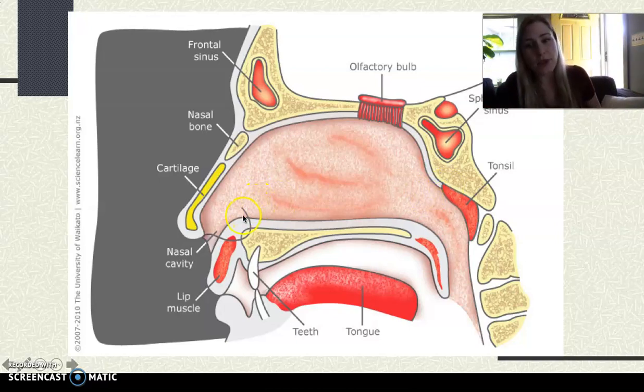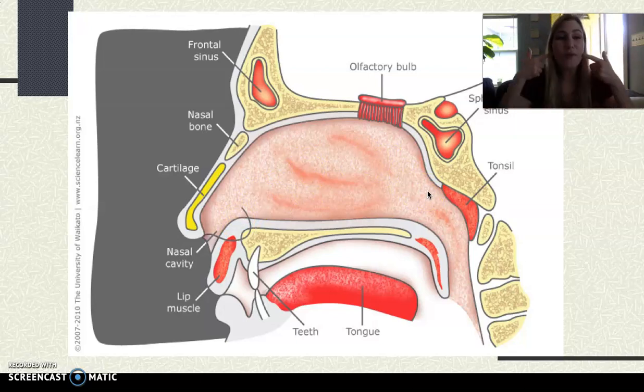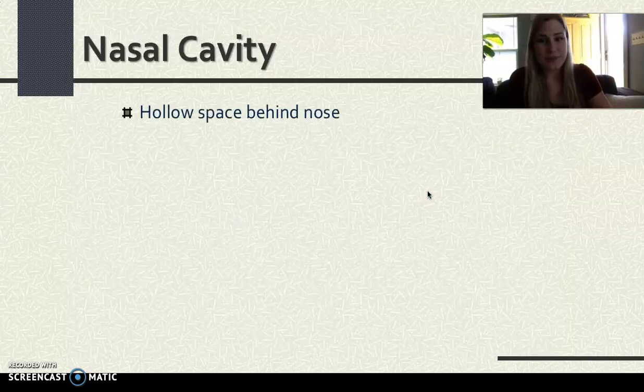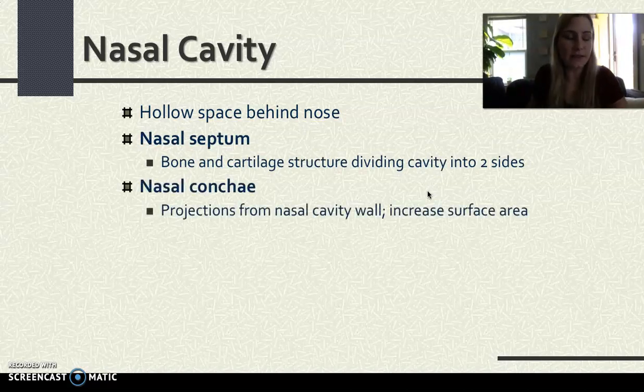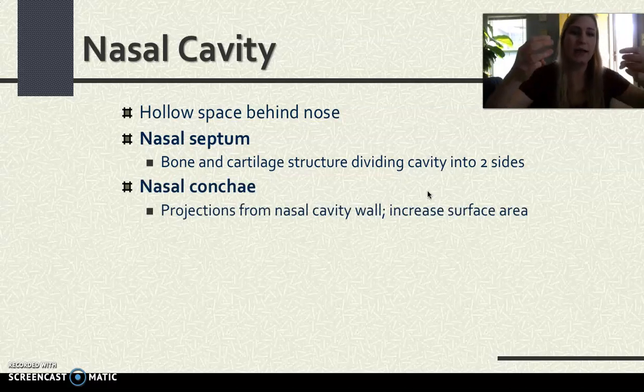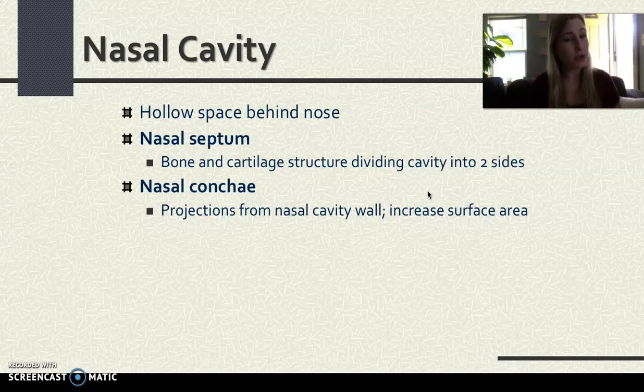So your nasal cavity is really big and it's really open and it's really deep, which is kind of gross. Essentially, as far back as your mouth goes, that's how deep your nasal cavity is. So this nasal cavity, it's the hollow space behind the bone. You have a septum, which is going to divide the left and the right portion of your nose. And you also have these things called nasal conchae, and they are little projections within your nose that are just going to help increase surface area.